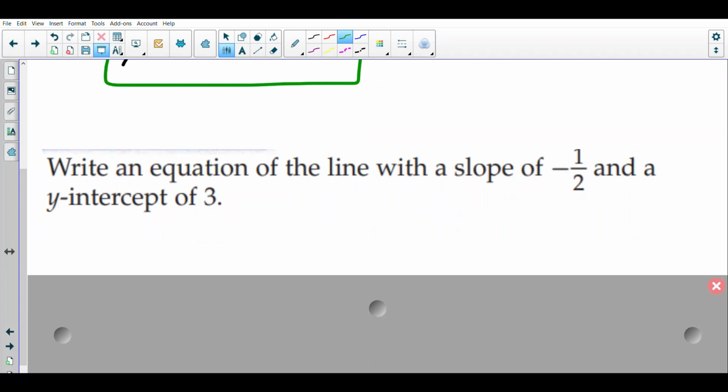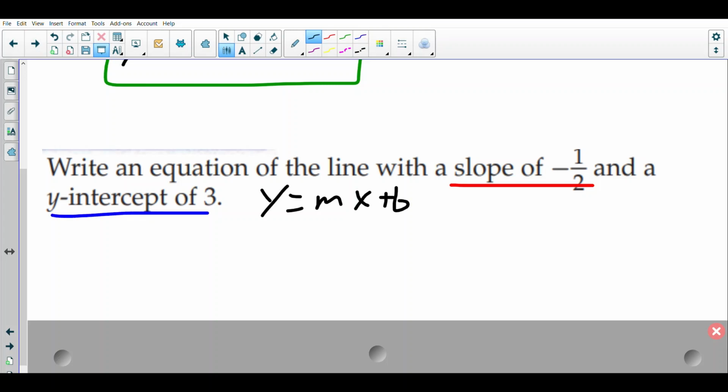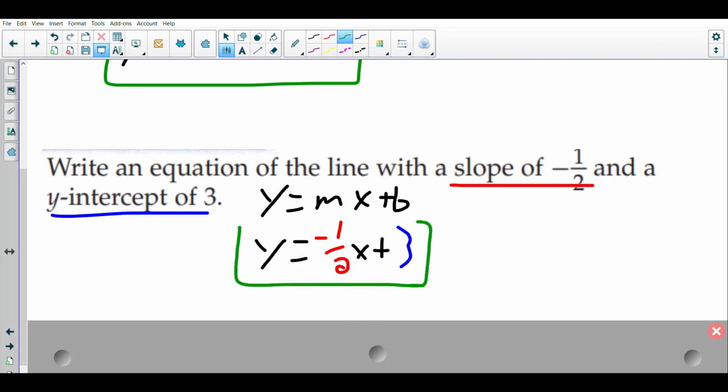Let's do another one. So again, write an equation of the line with a slope of -1/2 and y-intercept of 3. So remember, y equals mx plus b. Our slope of -1/2 and y-intercept of 3. So once again, wherever the m is, I'm going to take that out and put in -1/2. So I get y equals -1/2 x plus our b of y-intercept, which is just 3. And there you have it. Once again, there your equation is y equals -1/2 x plus 3.